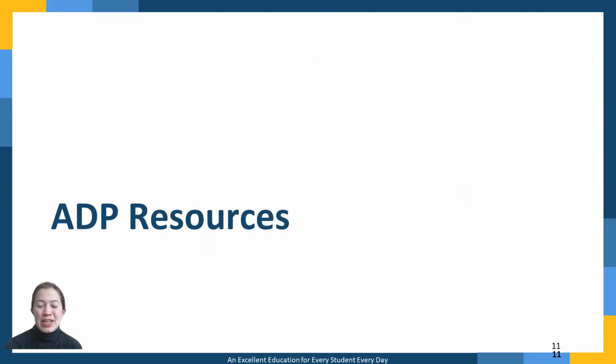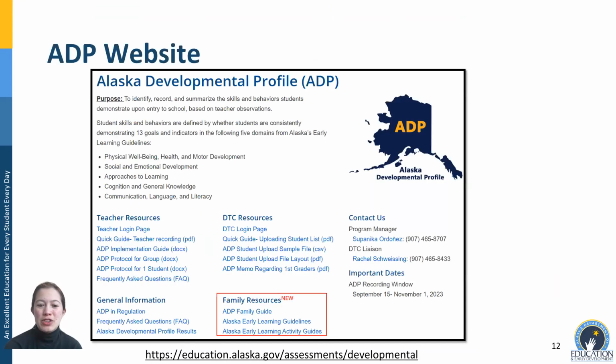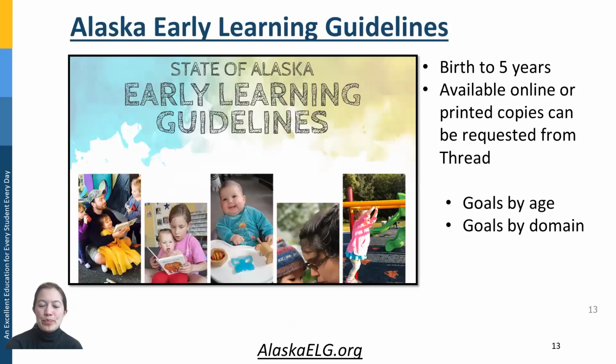This year, we added some ADP resources to our ADP page, including some family resources. First and foremost is the ADP Family Guide, which describes what the ADP is in family-friendly language and lays out what each of the 13 goals are and some skills and characteristics that children might show to demonstrate that they are consistently demonstrating those skills.